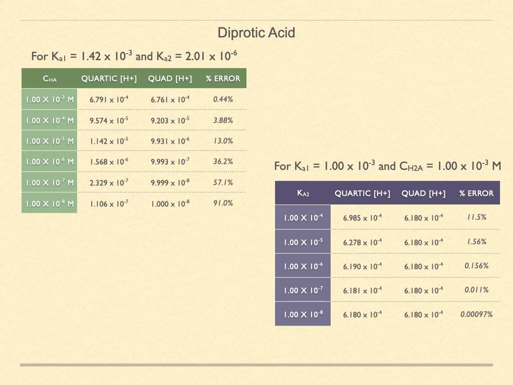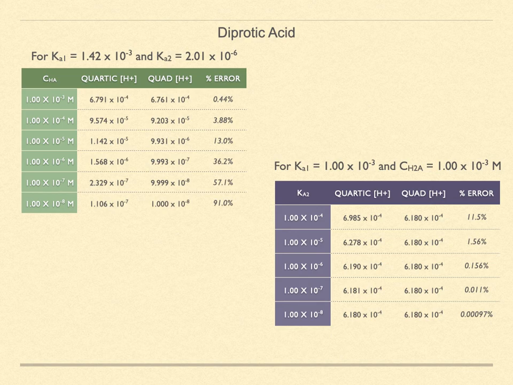This time, the difference between the quartic and quadratic solutions is largest when the two Kas are close together. As they get further apart, the quadratic solution improves. The message here is that if the two Ka values are different by more than a factor of 100, then treating the acid as a monoprotic acid only introduces an error of less than 1%.